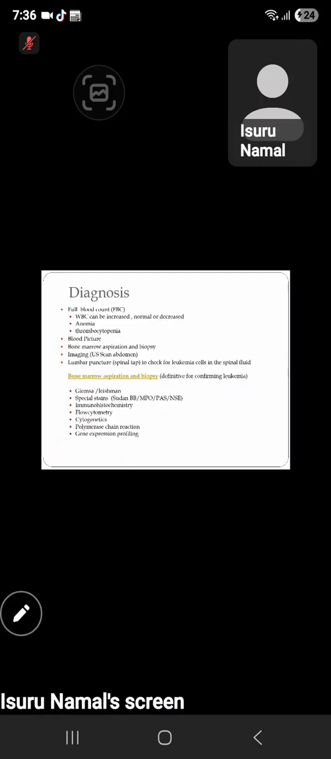When you consider the diagnosis, there may be a question: write laboratory tests that you use in your laboratory to diagnose AML. Then these are the diagnosis process. You have to do the full blood count first. Then usually we know WBC can be increased, normal or decreased. That's why I told you, if your bone marrow started to proliferate and is totally packed with immature cells, at that time you will receive a normal or decreased amount of WBC in your full blood count report.